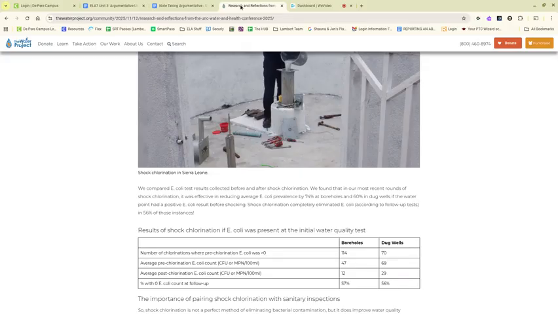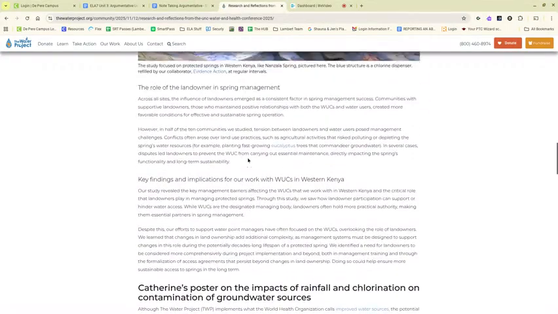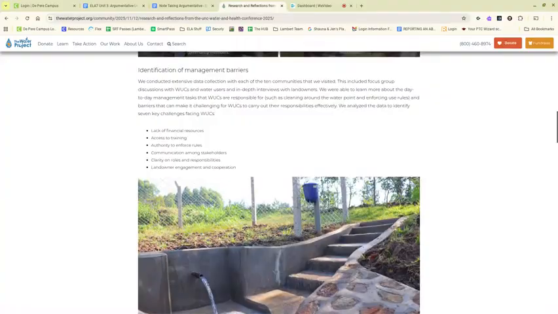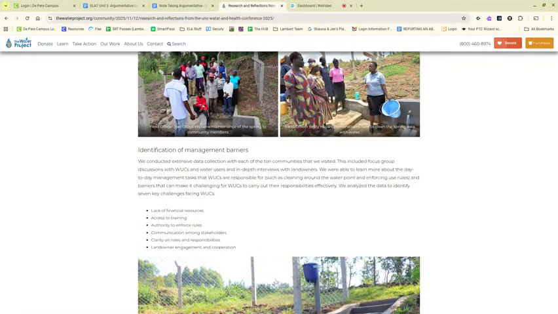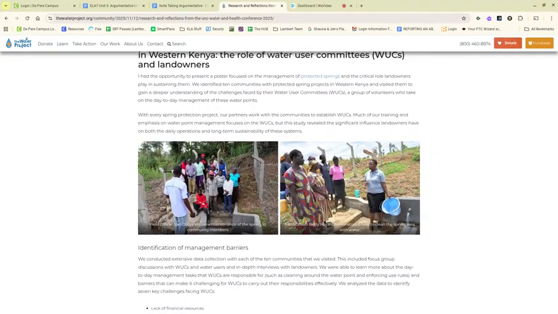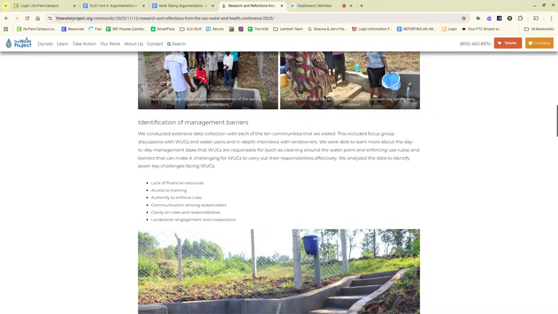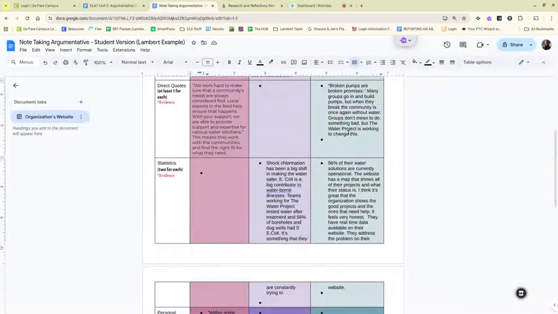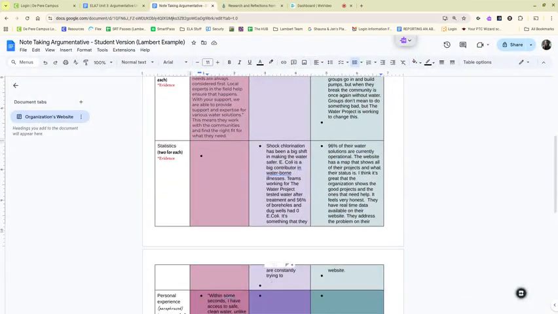Then I needed a second statistic. So I was trying to think, what else had I read in here that could give me a statistic? And it talked about how they went to 10 different communities, and they found that half were having disputes over the landowners and the people who were in charge of maintaining the springs. And that can be a statistic. So I am going to write that down.